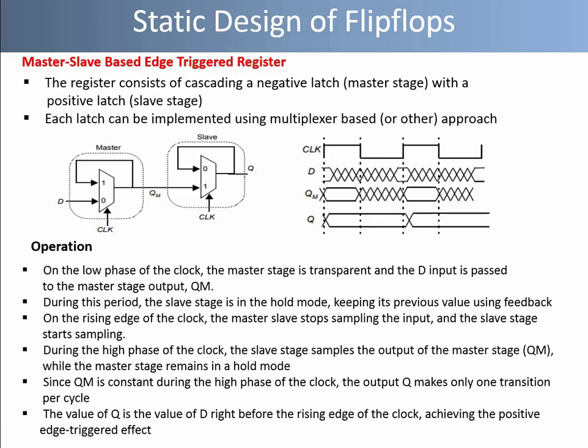The value of Q is the value of D right before the rising edge of clock, which mimics a positive edge triggered flip-flop. A negative edge triggered flip-flop can be made in a similar way by switching the polarities of clock signals to the master and slave stages.